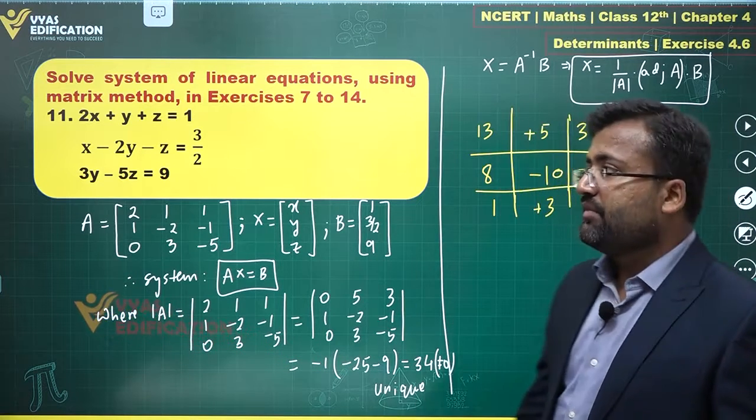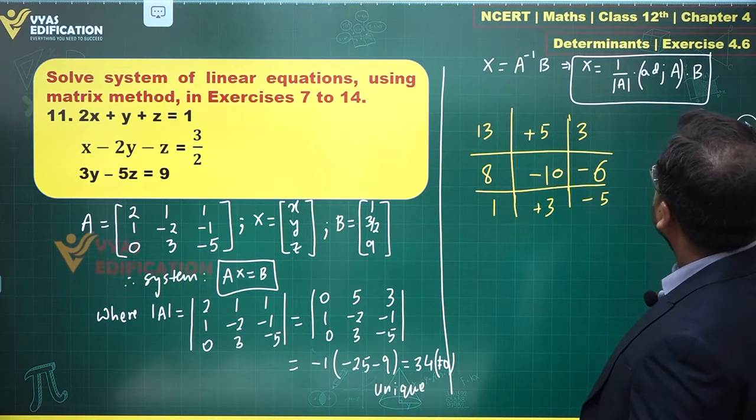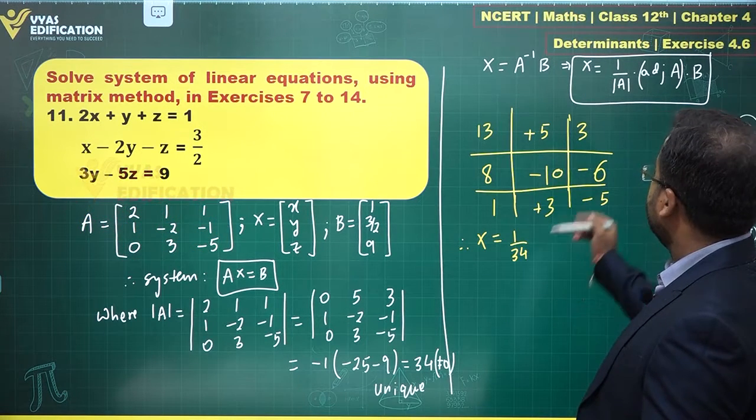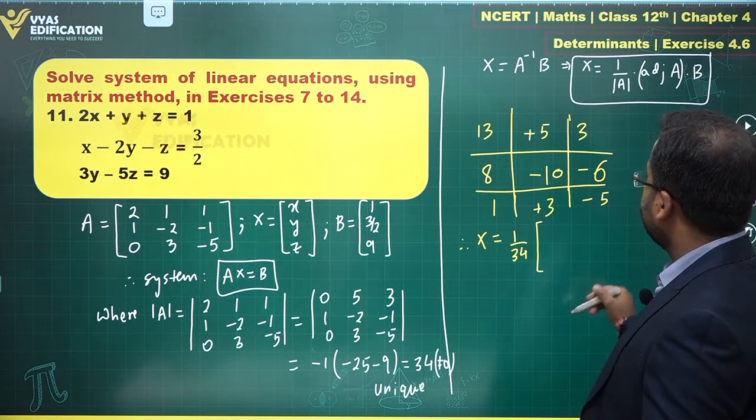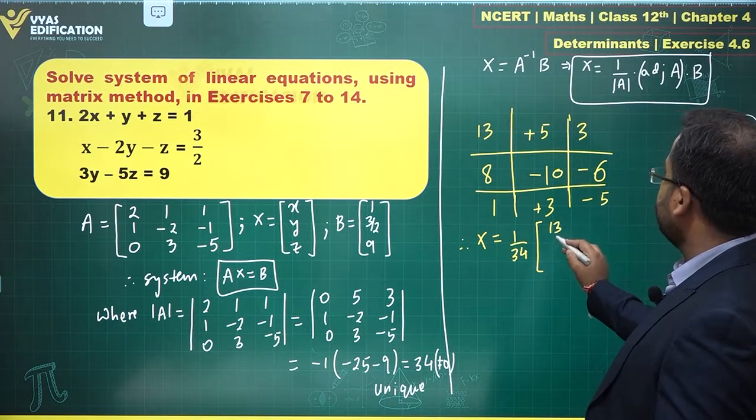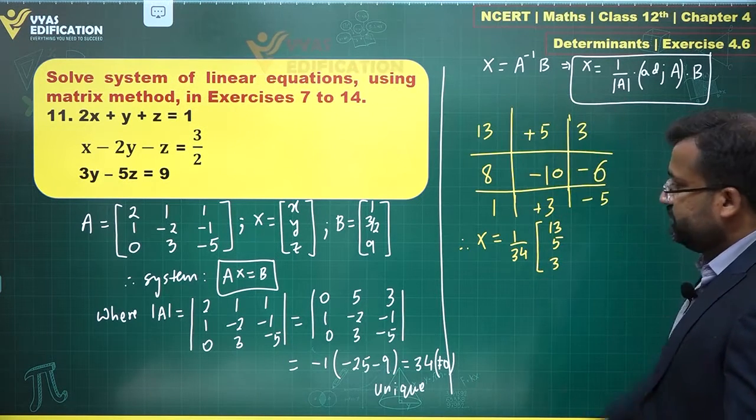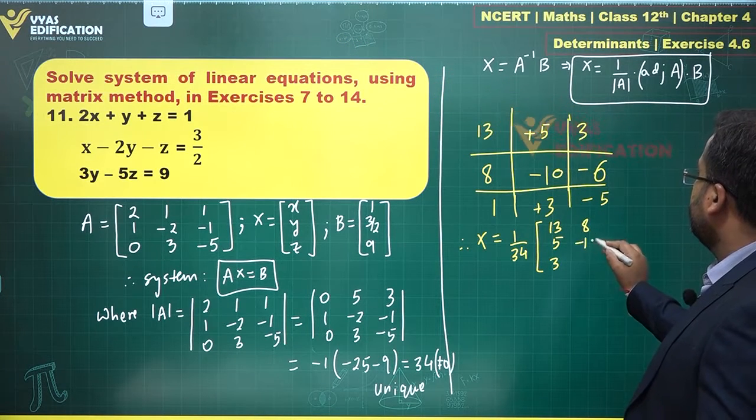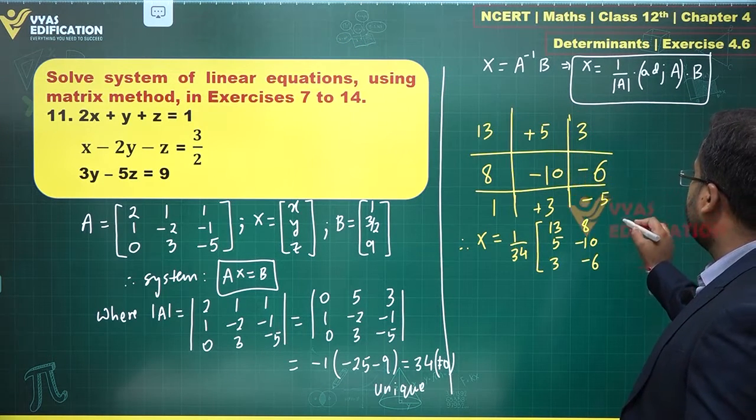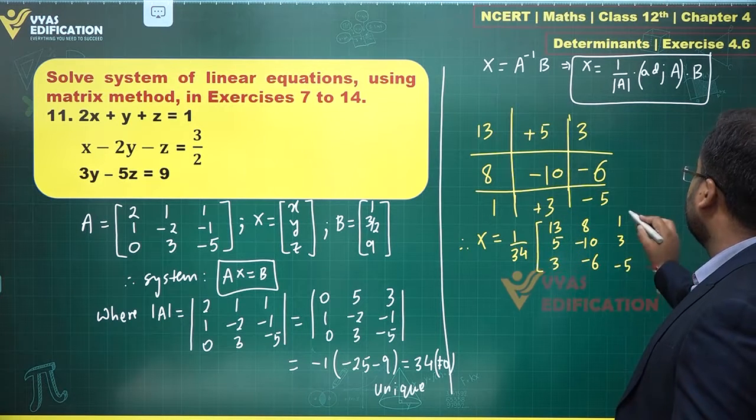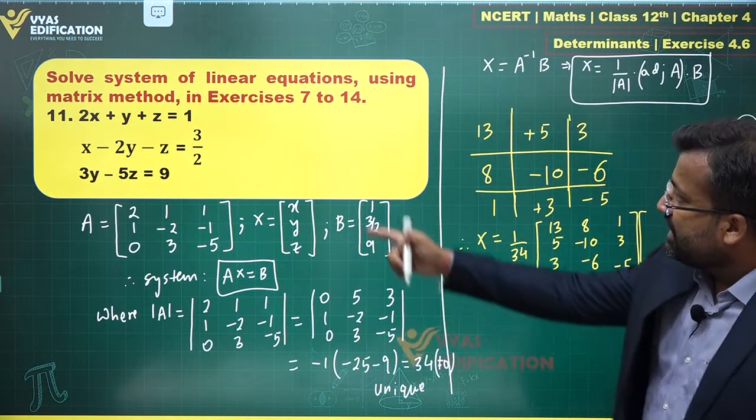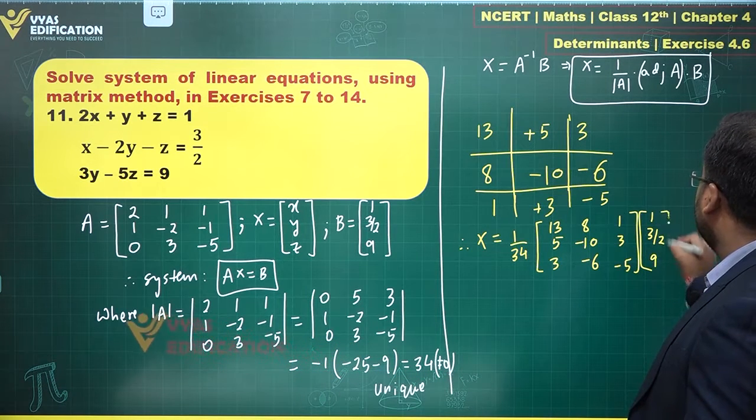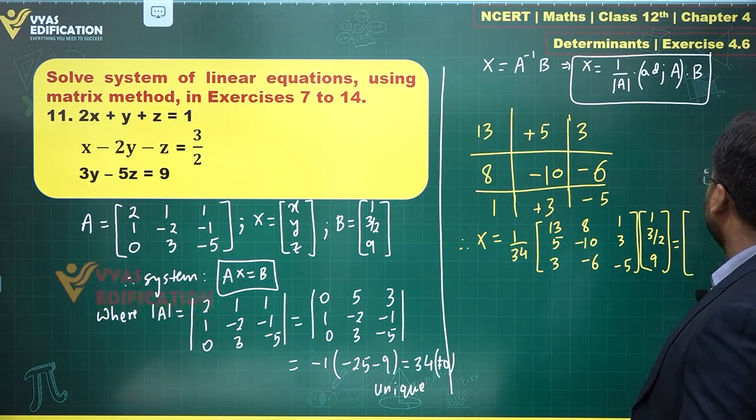Therefore, adjoint of A can be found very easily. Therefore, x equals 1 upon 34, determinant of A, times adjoint of A, which is the transpose of this 13, 5, 3. The first row will become the first column. The second row will become the second column. The third row will become the third column. And matrix B, as you can see, is 1, 3 by 2, 9. Multiplying them together will give me this matrix.